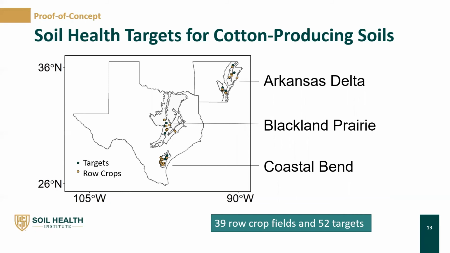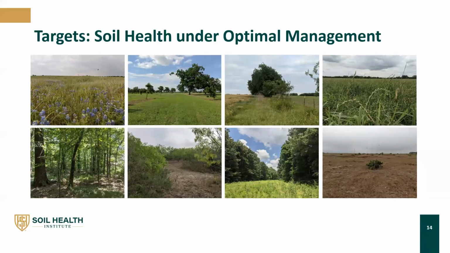We've talked a lot about targets, and so I wanted to just take a moment and show you some pictures of the targets that Nate and team sampled. So we have here examples of forests, orchards, rangelands, pastures, fence roads, hayfields, even roadsides. And these represent, for each cotton producing soil group, the best management that we could find that had been in place for a long time, that had the soil covered, not disturbed, and living roots as much as possible.